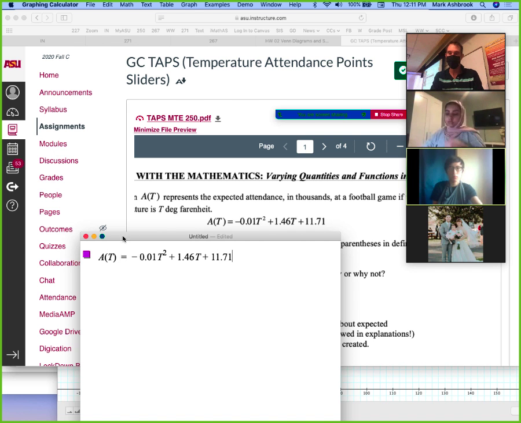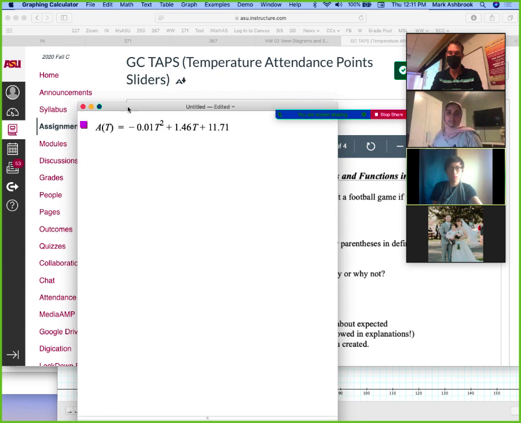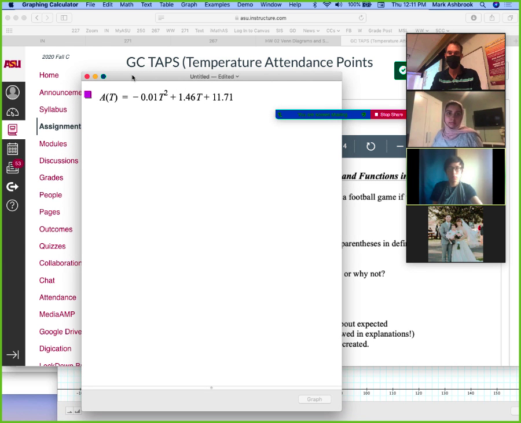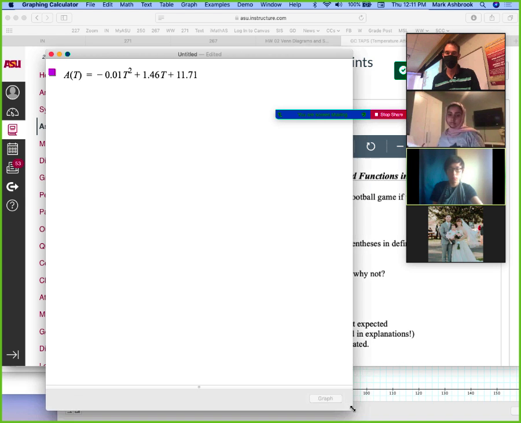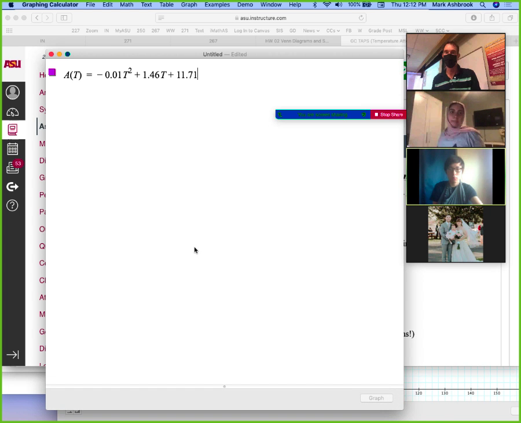So I entered this in GC, and does it graph anything? I hit enter, nothing's graphed. Why not? Why doesn't anything get graphed here? Okay.